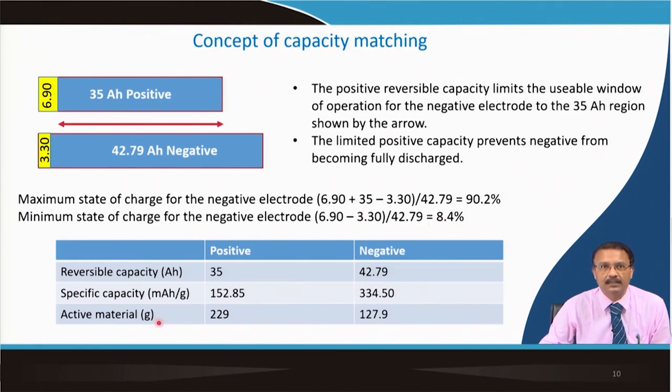If you summarize it, the reversible capacity for positive is 35, and for negative is 42.79. Specific capacity you can calculate now, 152.85 knowing the weight, and for negative it is 334.50, and you will have to know the active material for getting this. So, you should know this first so that you can calculate this one.